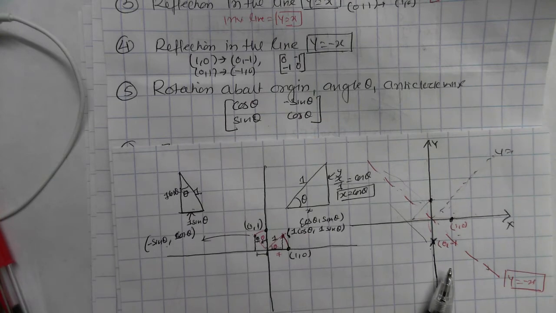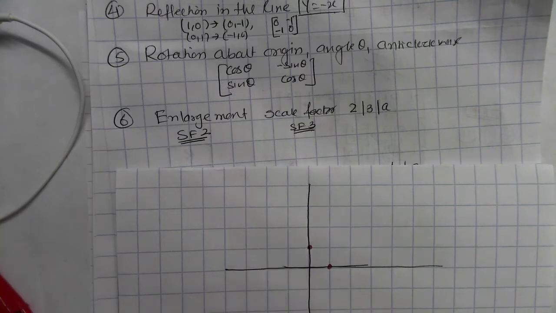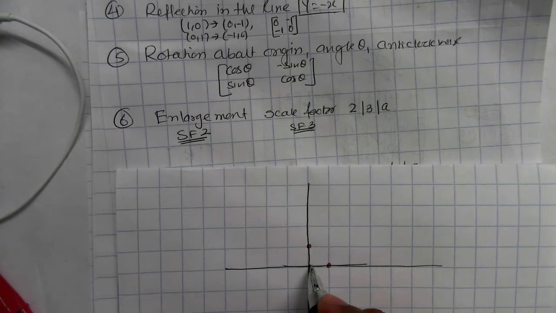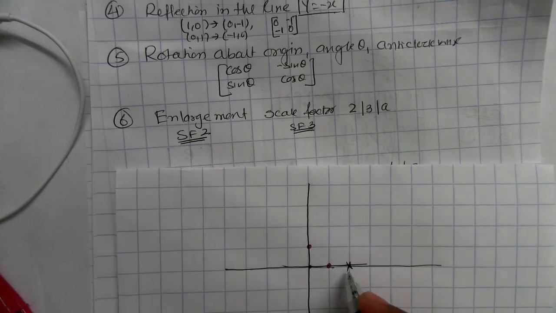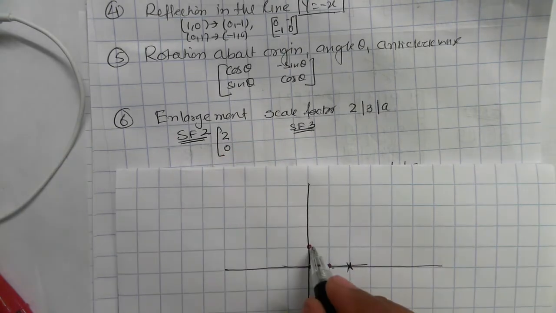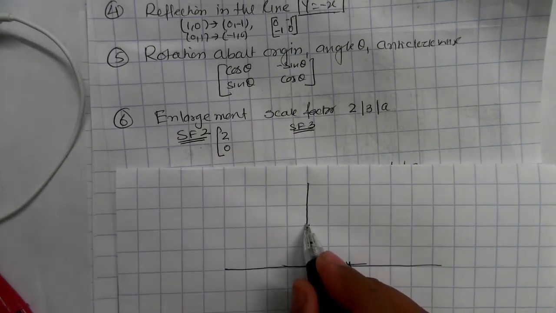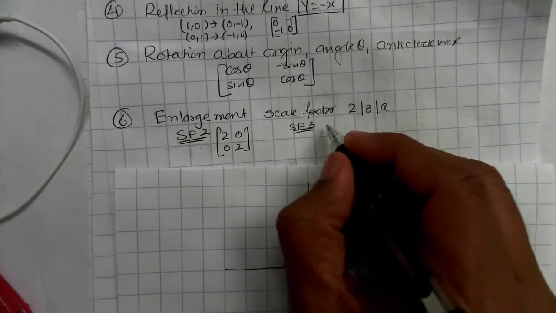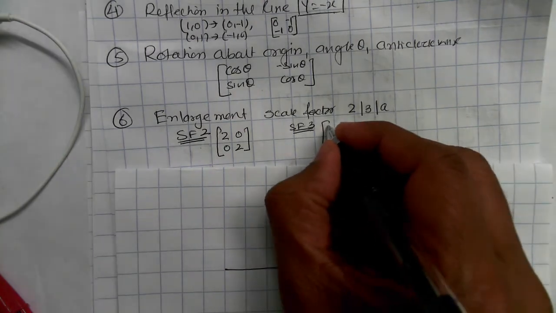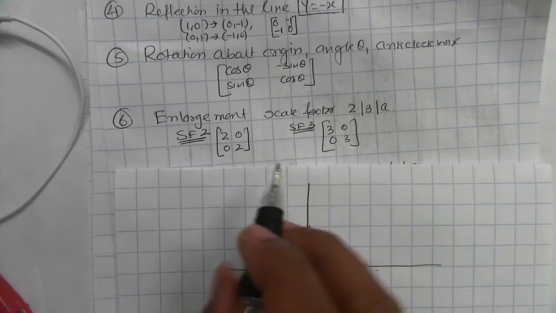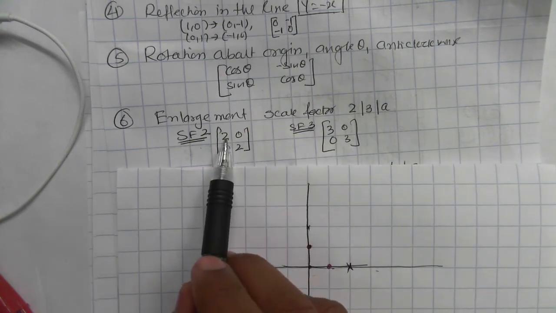Alright guys, enlargement scale factor 2. So (1, 0) from the origin will enlarge and go up to (2, 0). Okay, so that becomes your first column. Right, and (0, 1) will go enlarged up to (0, 2). That becomes your second column. Scale factor 3 should be the same, goes to (3, 0) and goes to (0, 3). And you can clearly see, people, these are the identity matrices when the leading diagonal is times by 2 and this times by 3. So that's enlargement.